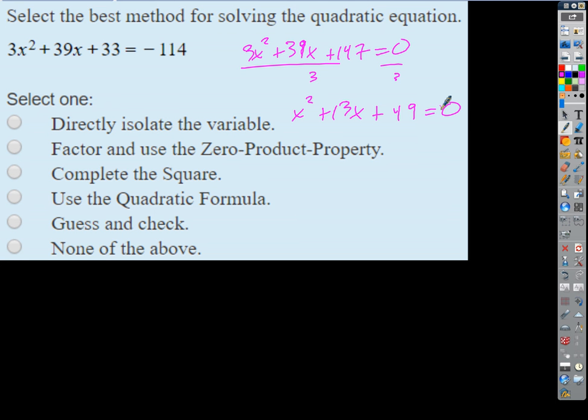Okay, so how about this one? Can I isolate x? No. Can I factor? Doesn't work. I can try, but it's not going to work. There are no magic numbers that multiply to 49 and add to 13. There aren't very many possibilities. You quickly find it doesn't work. Can I complete the square, or should I complete the square? No, because that's odd, right? So that gets canceled out, so what's left? Just a check.